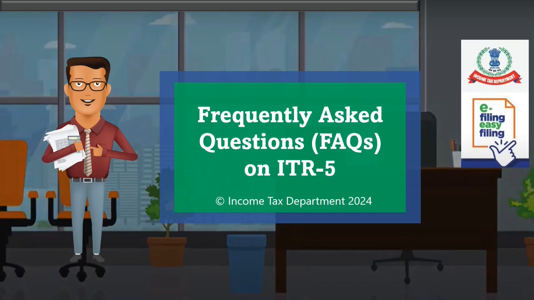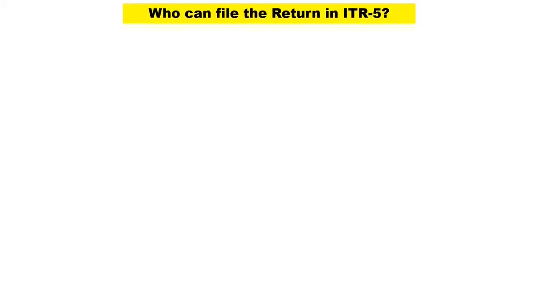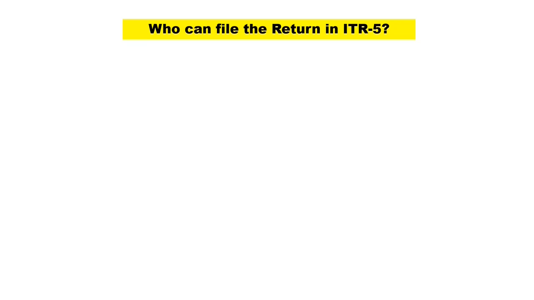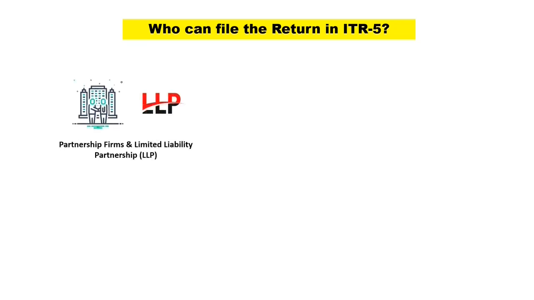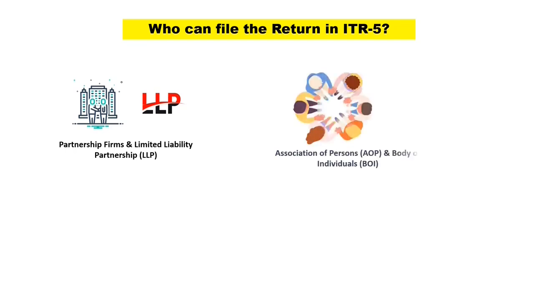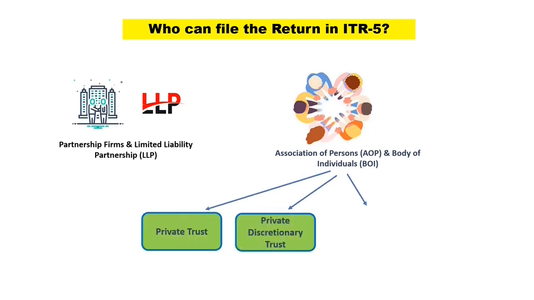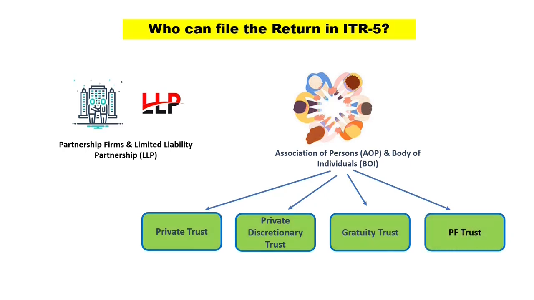Video is on FAQs on Form ITR5. Form ITR5 can be used for filing income tax return by partnership firms or limited liability partnership firms. The form can also be used by association of persons, body of individuals including trusts like private trust, private discretionary trust, gratuity trust, PF trust which are not eligible to file Form ITR7.